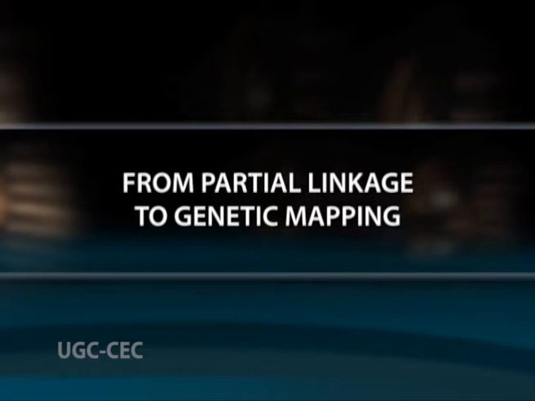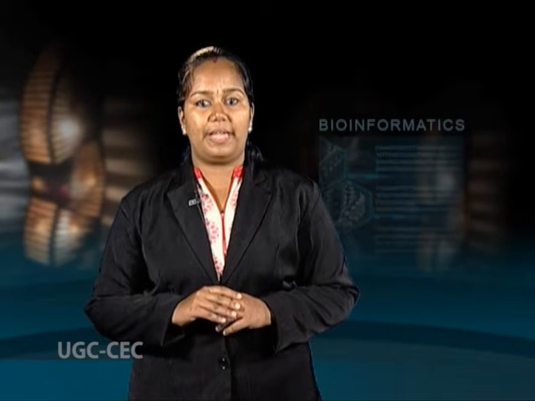From partial linkage to genetic mapping. Once Morgan had understood how partial linkage could be explained by crossing over during meiosis, he was able to devise a way of mapping the relative positions of genes on a chromosome. In fact, the most important work was done not by Morgan himself, but by an undergraduate in the laboratory, Arthur Sturtevant.